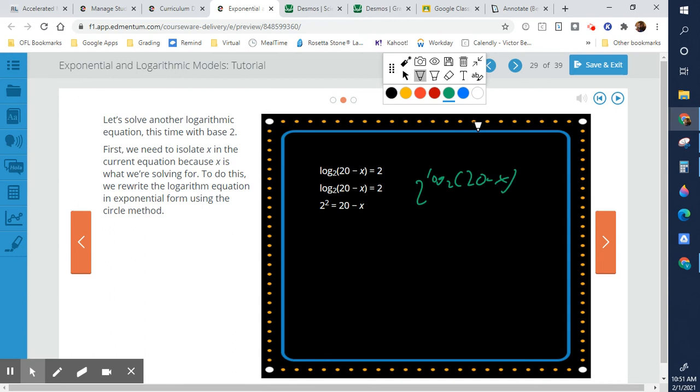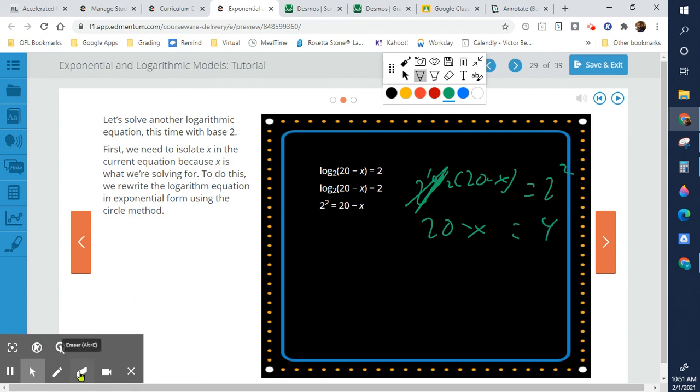So this base 2 and this log kind of cancel each other out. So you're left with 20 minus x. And this 2 to the 2 don't really cancel out. It just becomes a 4, which we'll see in the next step, I'm sure. So that's another cool little thing you can do to get rid of logs is base them.